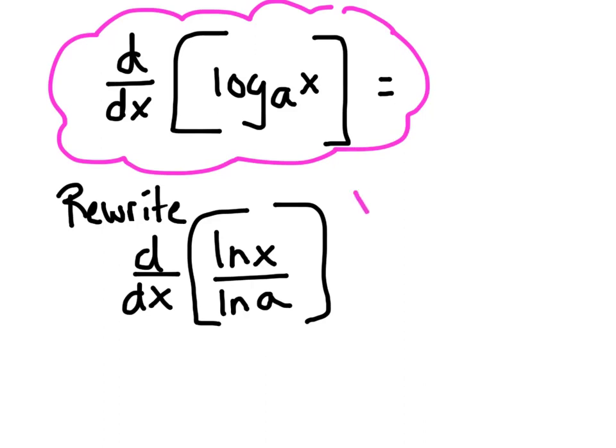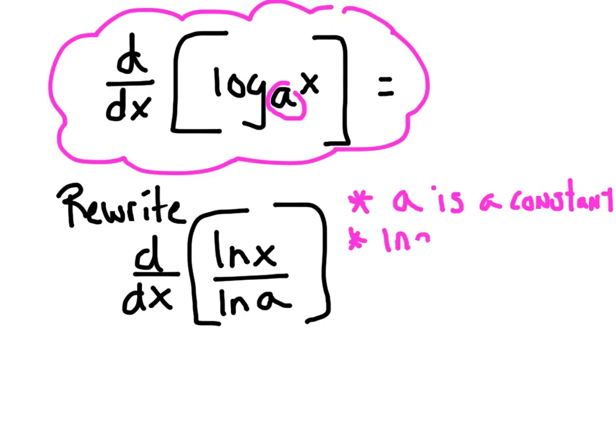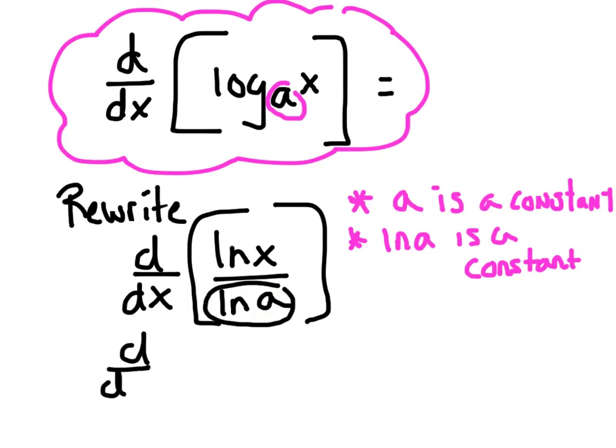Now, one of the most important things to remind yourself of is that this base a is a constant. And because a is a constant, therefore the natural log of a is also a constant. Which tells me, that makes this easier, I can avoid quotient rule because this is just a number. I could say this derivative is actually 1 over the ln of a times the ln of x.